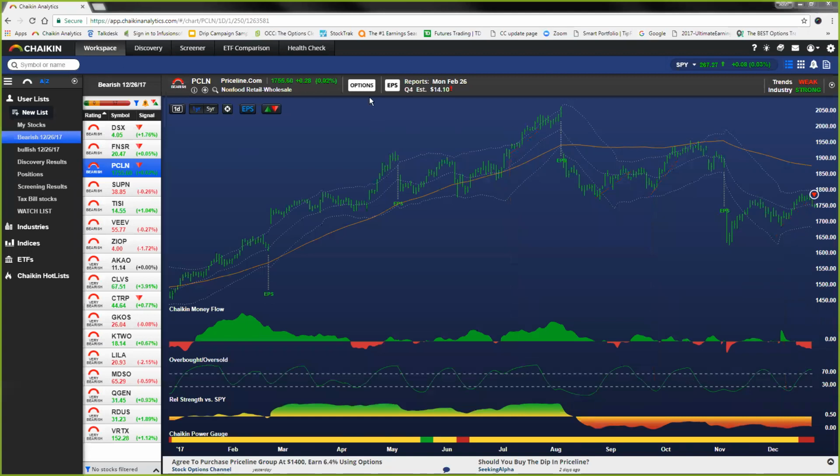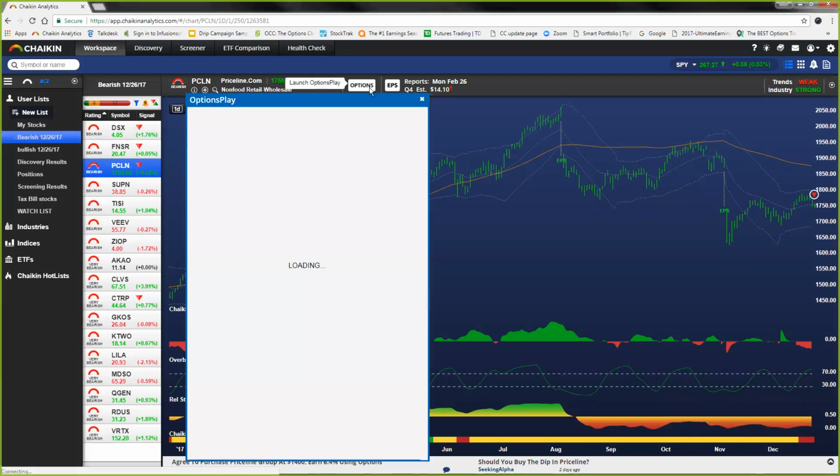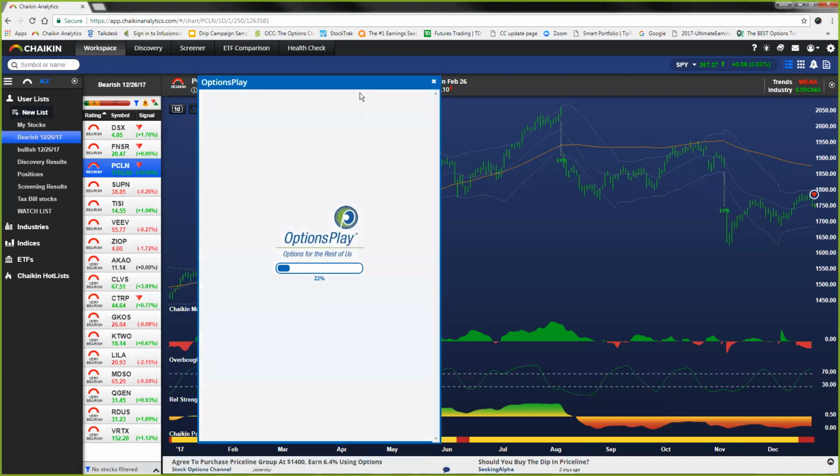Now, we could buy a put. You could do at the money, you could do slightly in the money, you could do out of the money. These are going to be pricey puts because it's an $1,800 stock, but they should be pretty liquid.